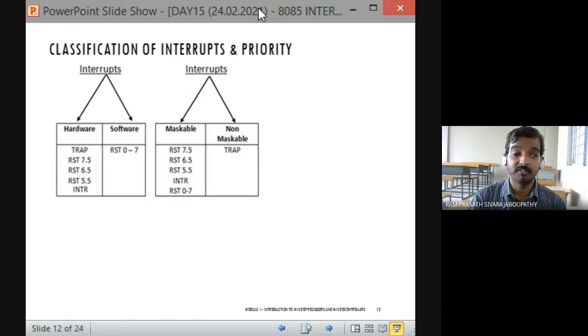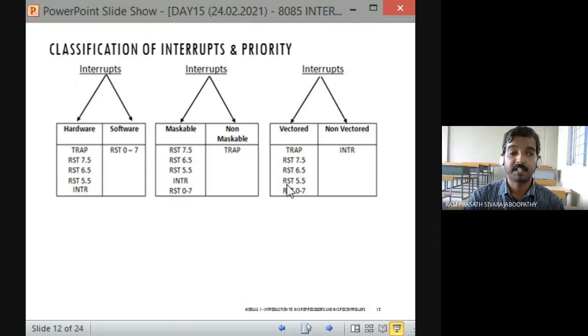Then based upon the vector address, the interrupts can be classified like this. Except INTR, all the other interrupts have a vector address. The interrupt INTR doesn't have a vector address. That's why we have an interrupt acknowledge pin for INTR. That is, when these interrupts come, the processor already knows their predefined addresses. It will generate the address for the vectored interrupts.